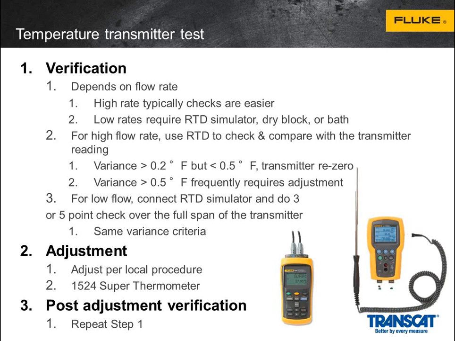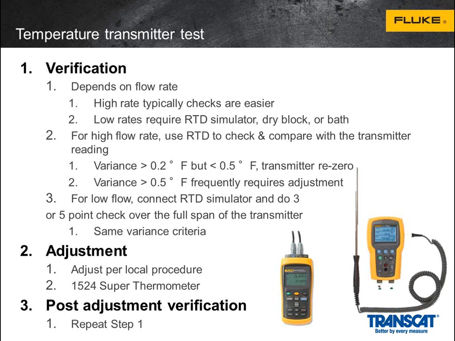Here you see I've got a picture in the lower right-hand corner. That's actually a dual-port electronic pressure calibrator that has an RTD input, so you only have to carry one tool. Really what you're going to do is compare that RTD reading with the transmitter reading. If you see a variance, typically we'll see about 0.2 degrees Fahrenheit, but less than 0.5 degrees Fahrenheit, you're going to end up re-zeroing the transmitter. But if you're more than 0.5 degrees Fahrenheit off what the transmitter says, you're going to actually need to go in and do an adjustment.